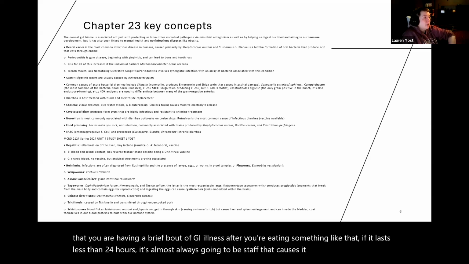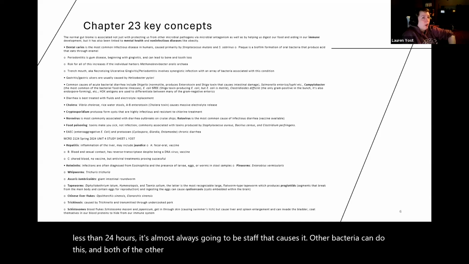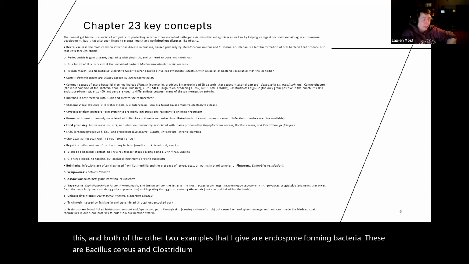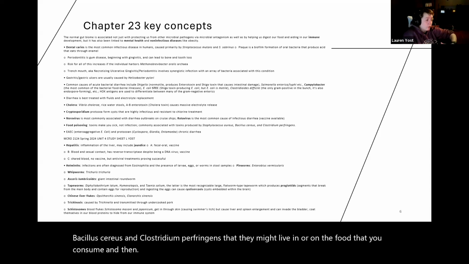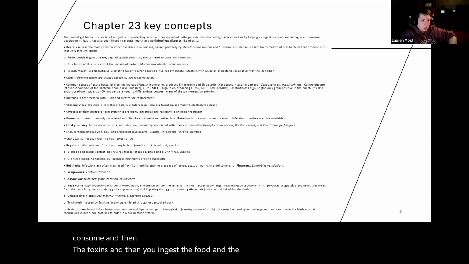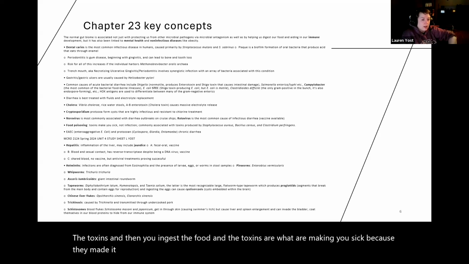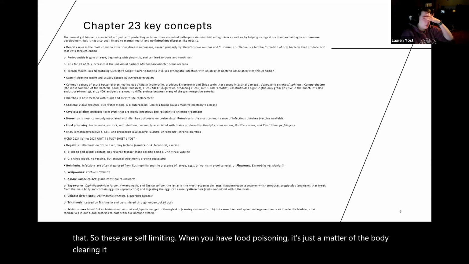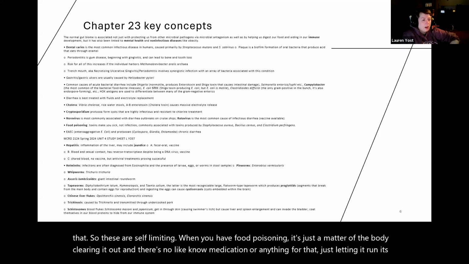Other bacteria can do this, and both of the other two examples that I give are endospore-forming bacteria. These are Bacillus cereus and Clostridium perfringens, that might live in or on the food that you consume and then produce the toxins, and then you ingest the food, and the toxins are what are making you sick because they made it through that GI tract and were able to lead to that diarrhea and everything like that. So these are self-limiting when you have food poisoning. It's just a matter of the body clearing it out. And there's no medication or anything for that. It's just letting it run its course. All righty.